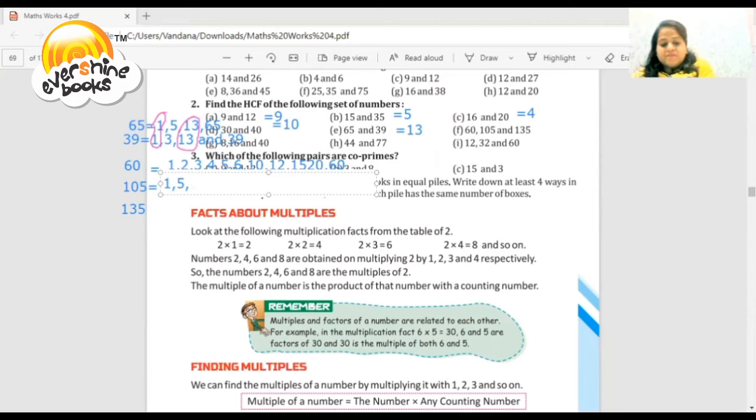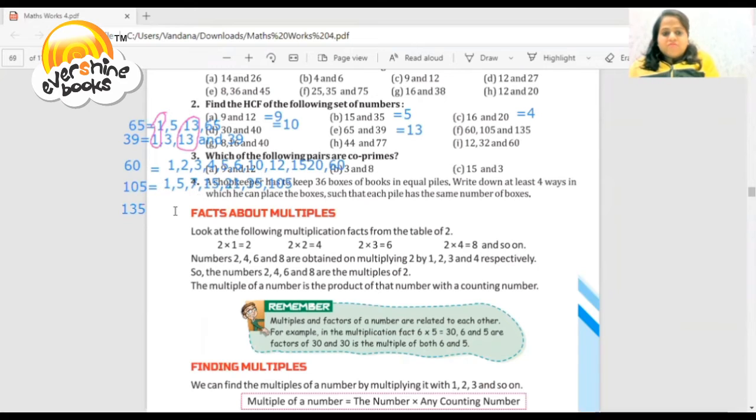Okay, then 15. Take out your notebook and write with me, students. Here 1, 5, then 7, then 15, then after 21, 35, then after the last one is 105. So these are the factors of 105.